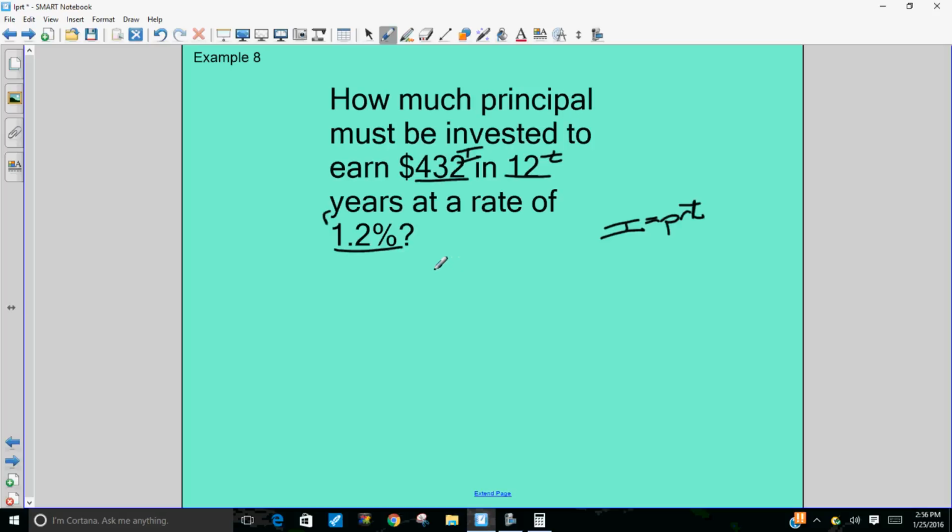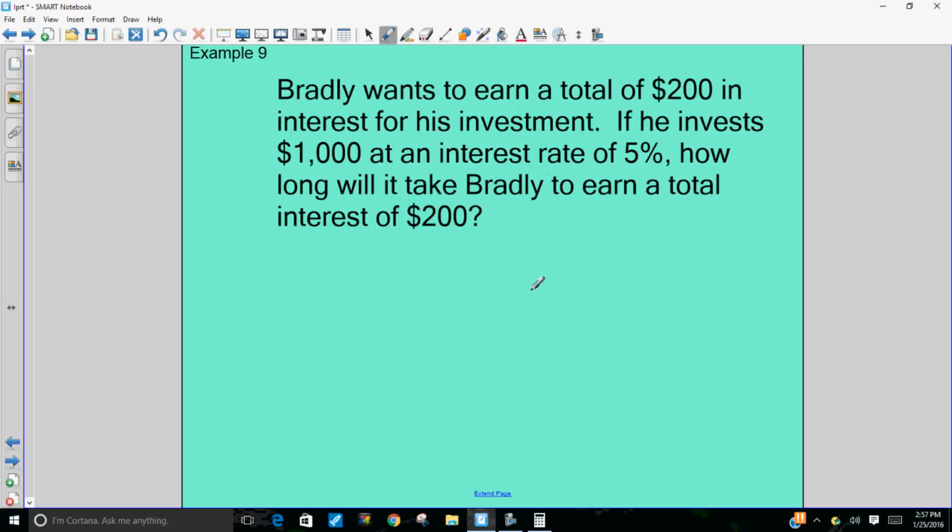So I'm going to set this one up. 432. That's our interest equals X, the principal. That's what we're looking for. The rate is 0.012. And the time is 12. Alright, 2 steps from here. I'm not going to tell them to you. You need to go back and look. There's examples of how to do it. Alright, the last one.